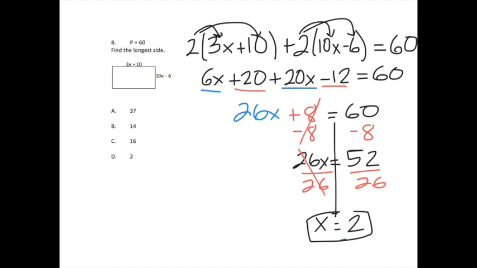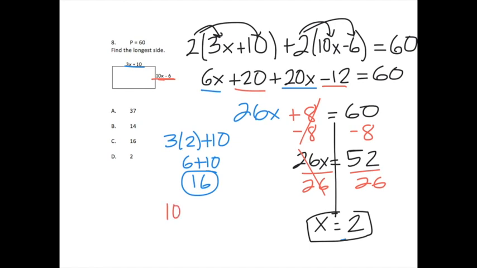So what we are going to do is we're going to take this value of 2 and plug it into the sides. And just to be safe, I would plug it on both. What do I mean? I will start with this one. 3x, which is 2, plus 10. 3 times 2 is 6, plus 10, 16. So that's one side. But I'm still going to check this one right here.